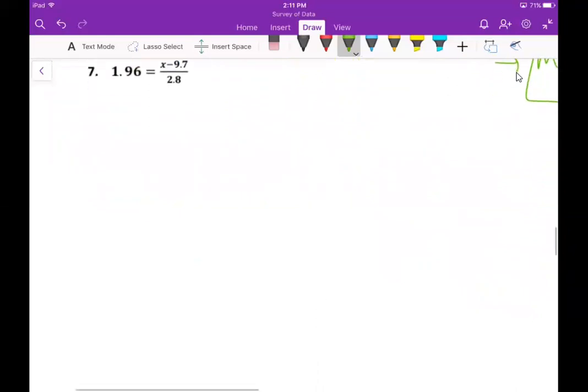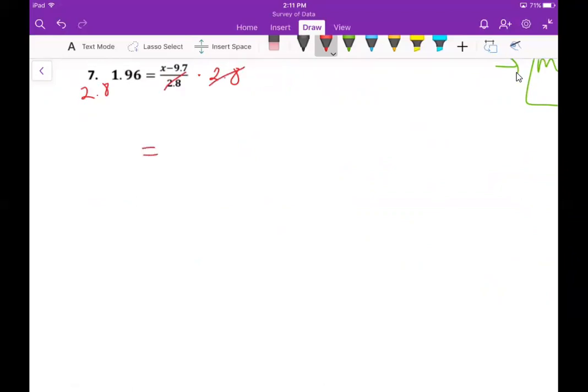Okay. One thing I also want to note here in this next one is that all these same steps work the same with decimals. It's just that if you have decimals, then you're going to give decimal answers along the way. So look at this the same way you would look at it with whole numbers. I have a fraction with a constant in the denominator, so my first step is going to be to multiply both sides by 2.8 to cancel that division by 2.8 on the right-hand side. Once that division is canceled, I'm left with my numerator, which is x minus 9.7.